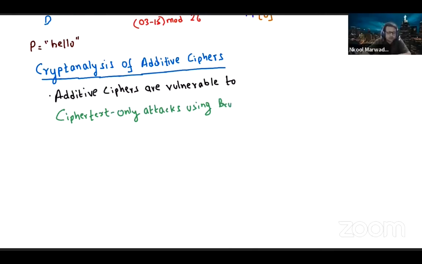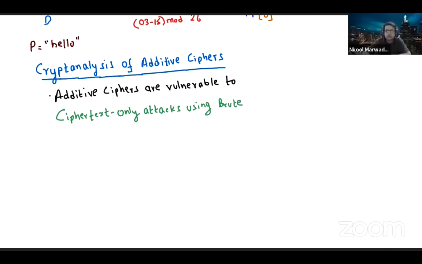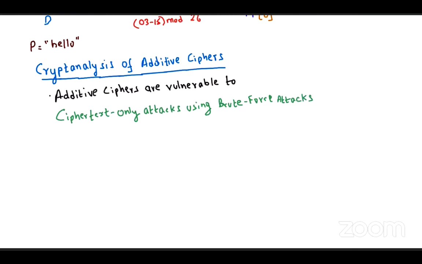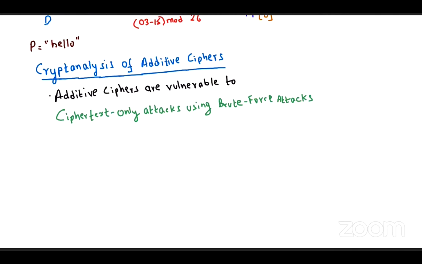The key can be anything, even 100, but still it will be just a number. For a computer system, it is just a matter of milliseconds to check millions of numbers. Very easily we can check all the numbers 1, 2, 3, 4, 5, 6, 7. So with brute force, it is possible to break additive ciphers.